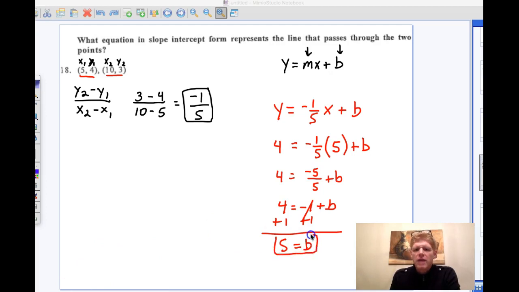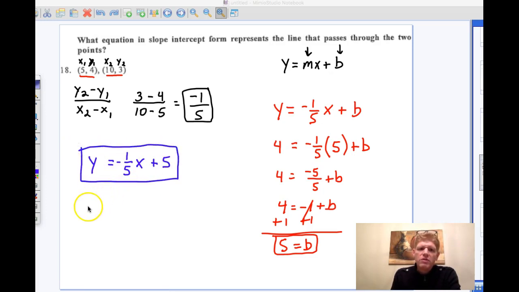And now that we have our y-intercept, we can just plug both of those right back into our equation, because remember, we want an equation that given any x value, we can get a y. So we'll plug in our slope, negative 1/5, and in our case, b is a positive 5, so we'll add 5 to the end, and that is our equation.